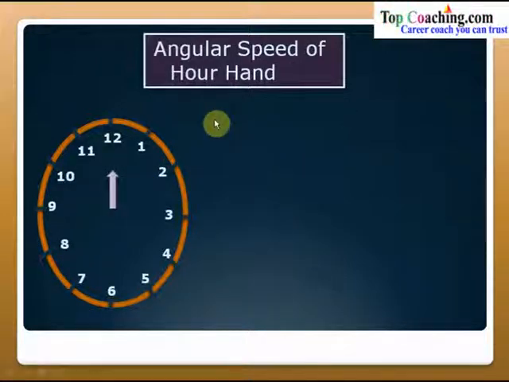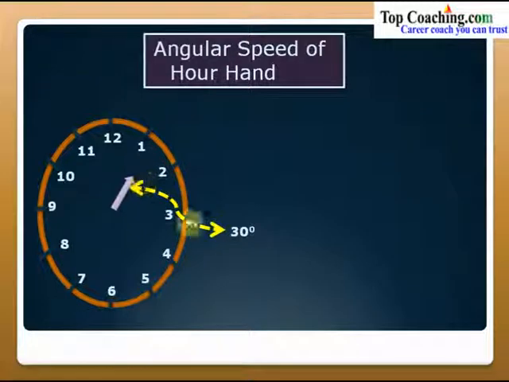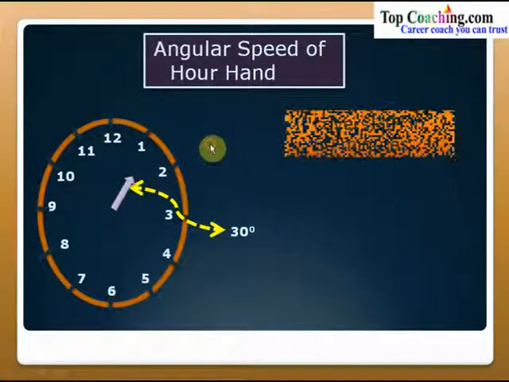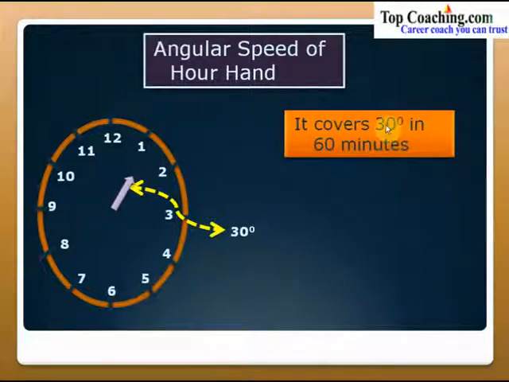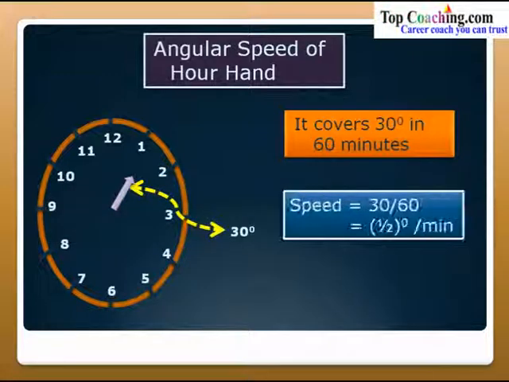Let's try to find out the angular speed of the hour hand. Now in one particular hour, we see that the hour hand has covered 30 degrees, because this entire angle moved by the hour hand is equal to 30 degrees. And so we can say it covers 30 degrees in 60 minutes. So the angular speed would be 30 degrees divided by 60 minutes, which is equal to 1 by 2 degrees per minute. So the angular speed of the hour hand is equal to 0.5 degrees per minute.